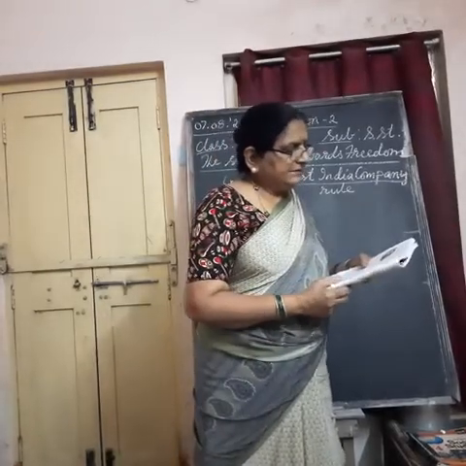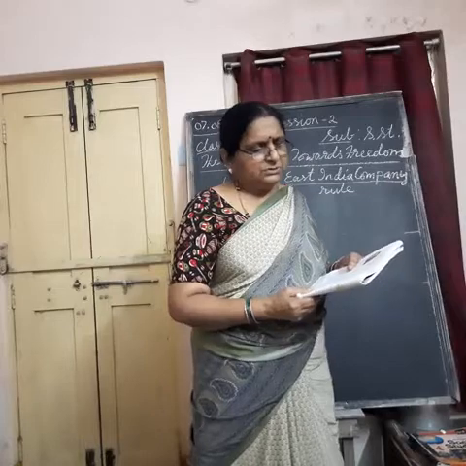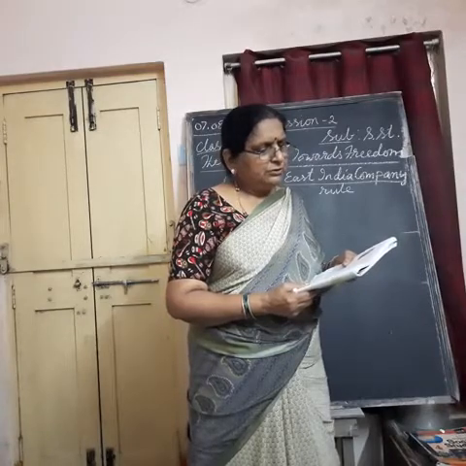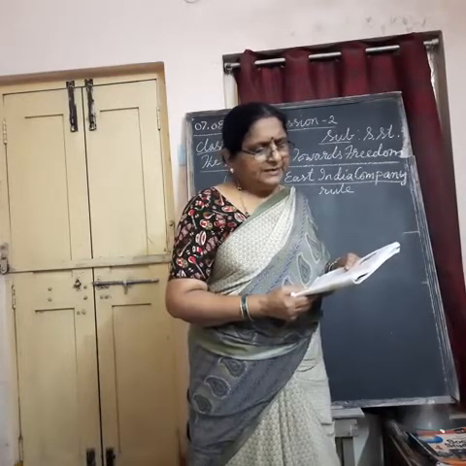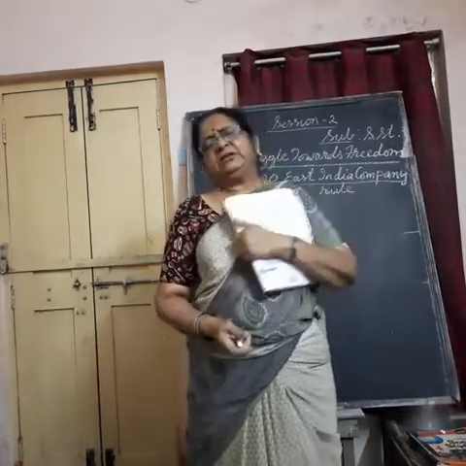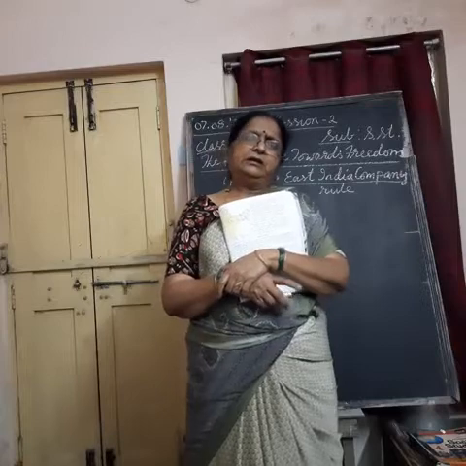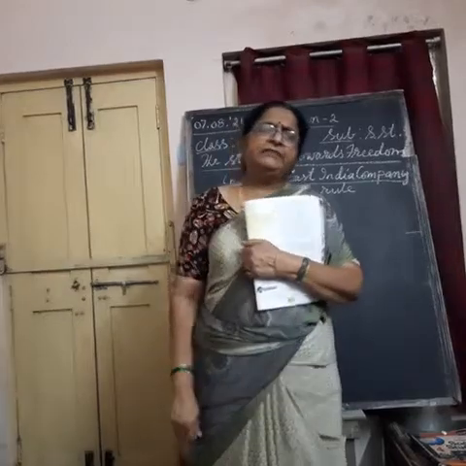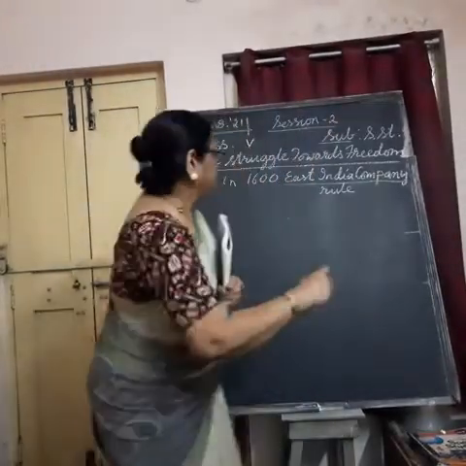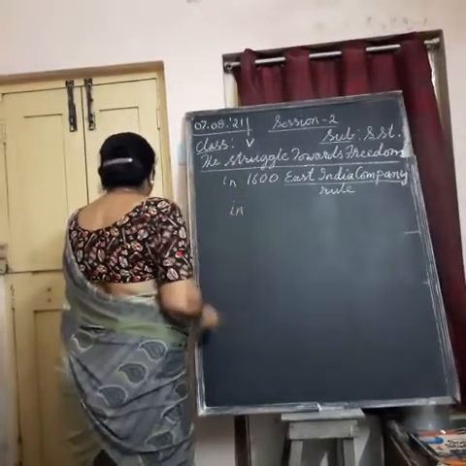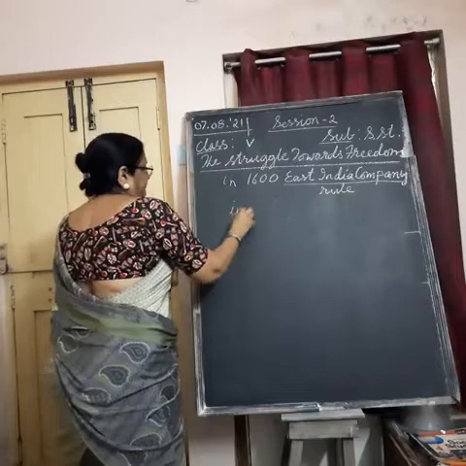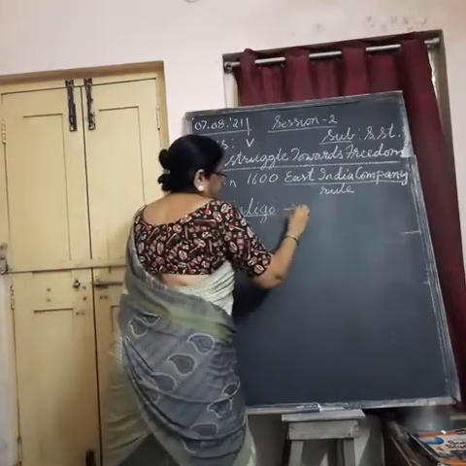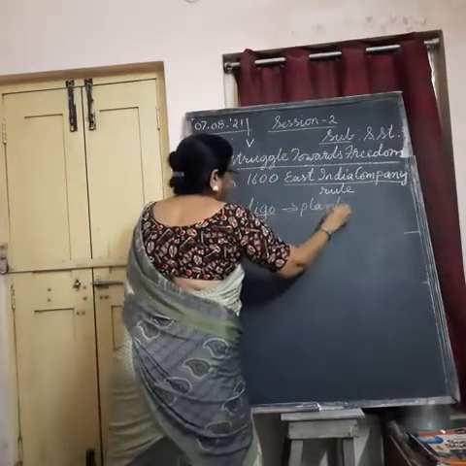Understand? The administration of East India Company forced the farmers of Bihar to grow indigo, a plant from which blue powder used for dyeing cloth is made. So, first thing, the farmers were the target for them. The farmers in Bihar, the British people, East India Company rule, forced the farmers of Bihar to grow indigo. Indigo. It is a kind of plant.